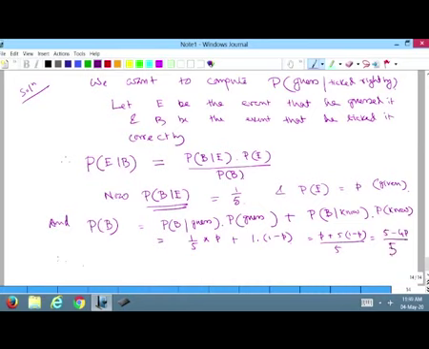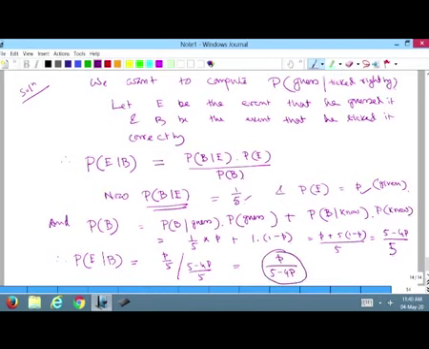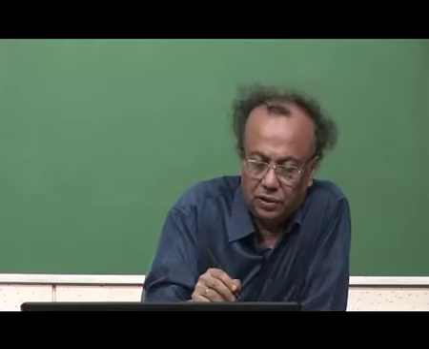Therefore, probability of E given B is equal to P by 5, P into 1 by 5, divided by (5 minus 4P) upon 5, which is equal to P upon (5 minus 4P). That is the answer. Let us solve another problem.